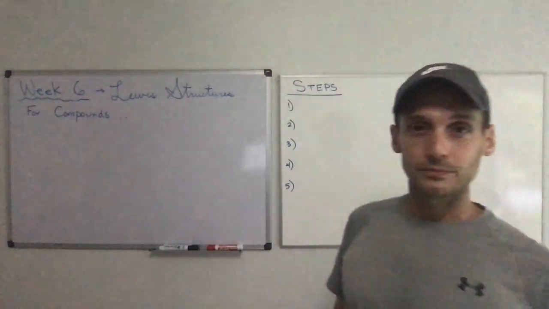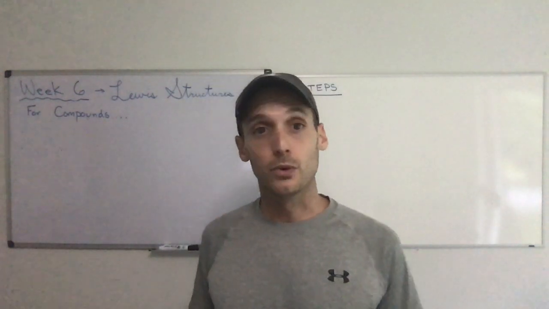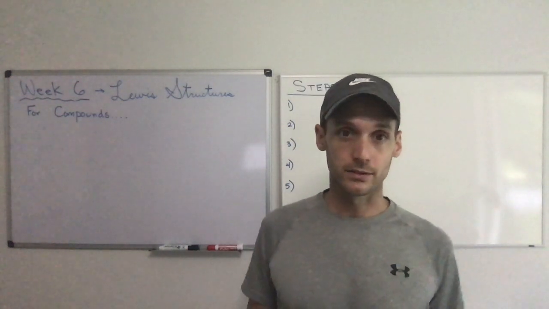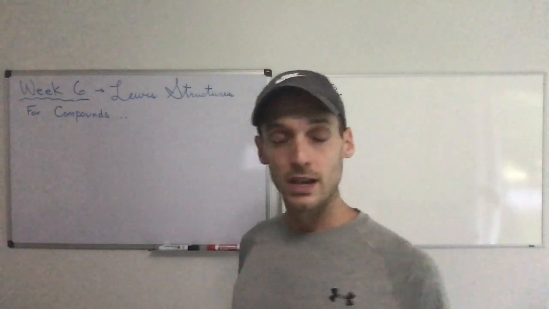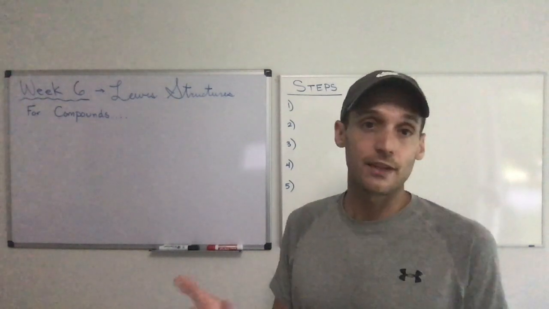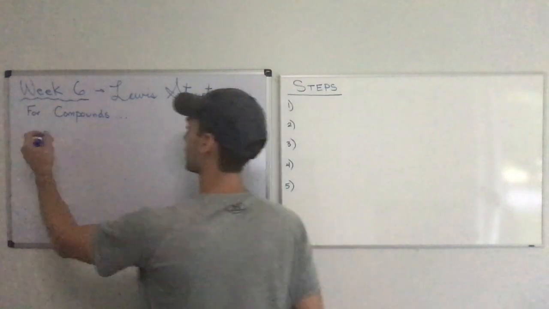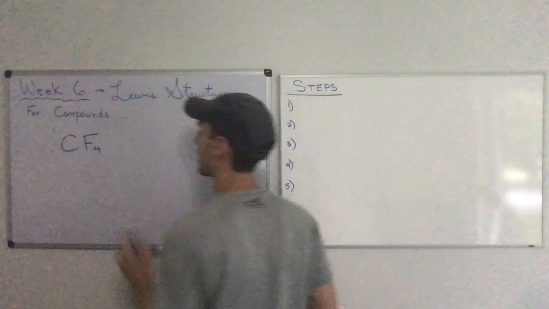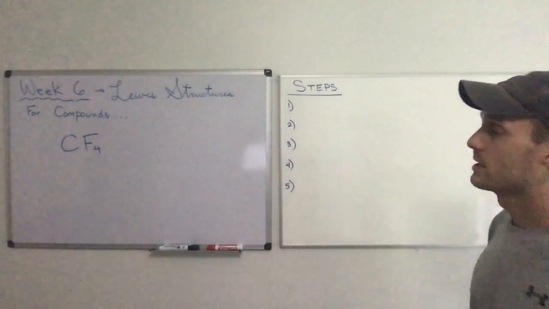Okay, so it's important to recognize that when we're drawing Lewis structures for compounds, we are only doing them for covalent compounds. Okay, so this is only compounds that include nonmetals, and they will be structured together with covalent bonds, so sharing of electrons. Okay, so the example I'm going to do over here is for a compound CF4. Okay, so I'll do all the steps over here and list them out over on the right.